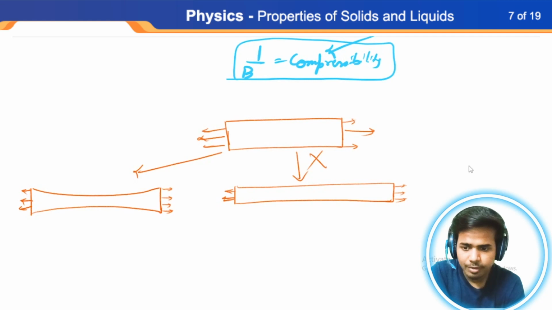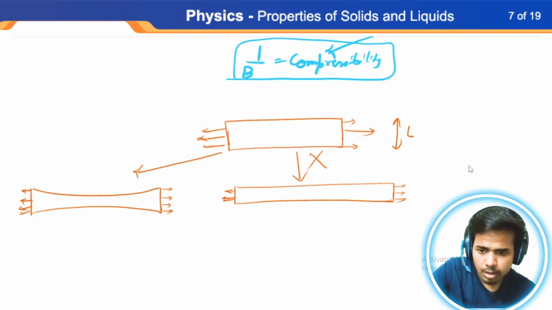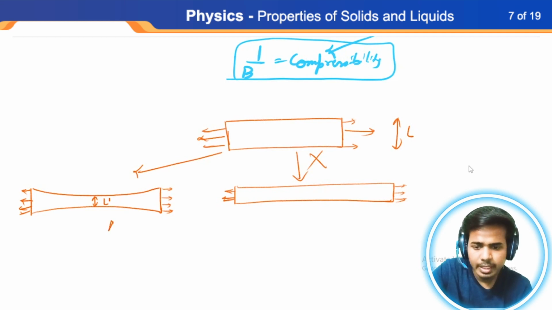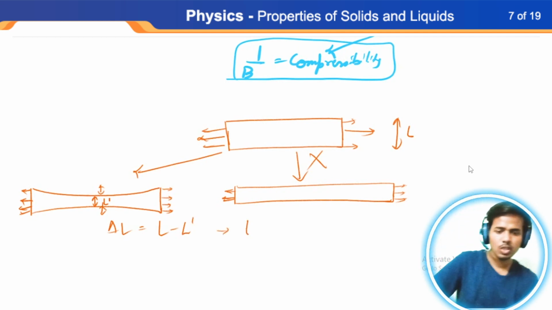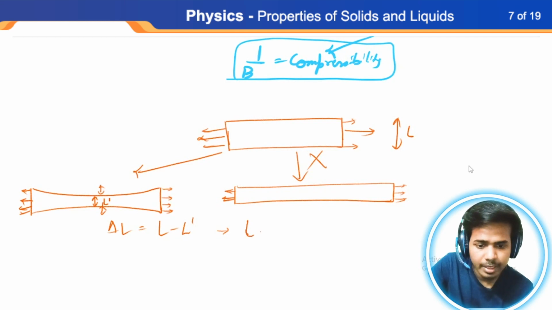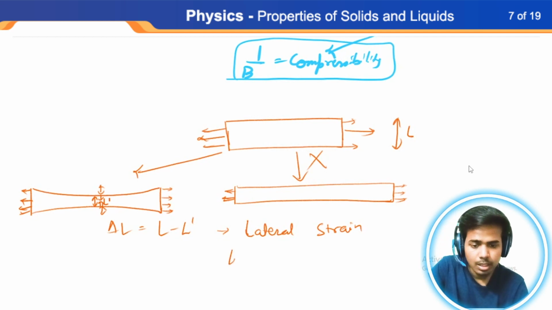So what we have here is, if we call this one L, then this one L dash, the change between them, delta L, is equal to L minus L dash. The change, or the reduction in the width of the cylinder, is called, it was longitudinal, right? So it will be lateral strain, and there must be some force acting inside the system, right? In the middle, which is called lateral stress.